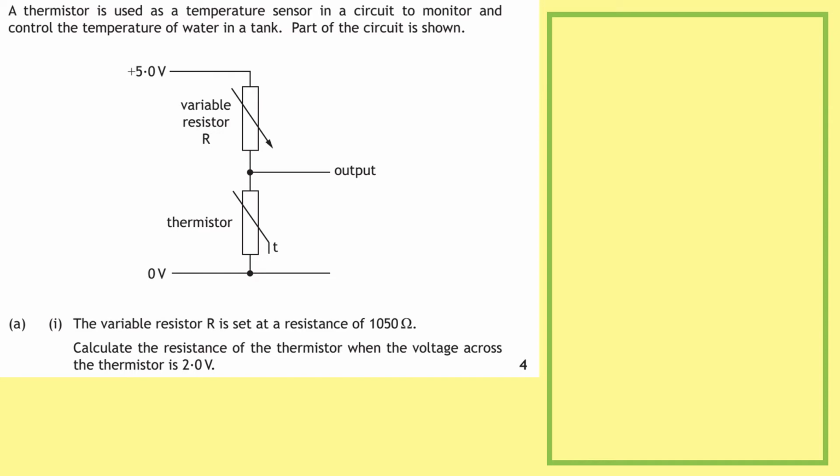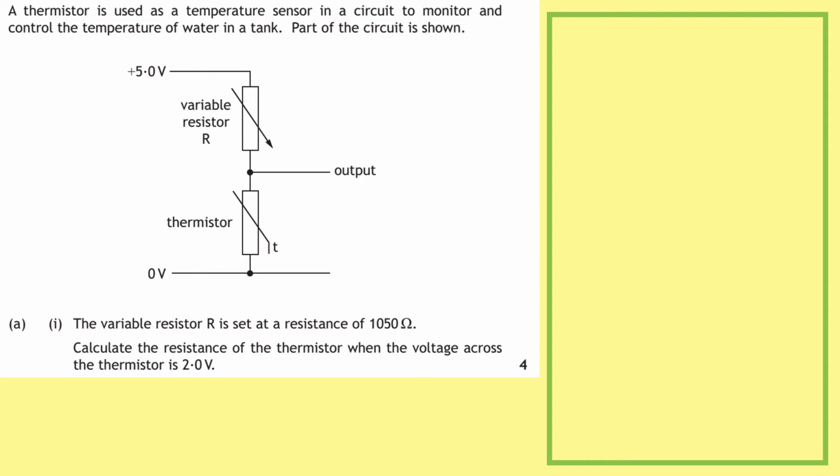A thermistor is used as a temperature sensor in a circuit to monitor and control the temperature of water in a tank. Part of the circuit is shown here. Part 1. The variable resistor R is set at a resistance of 1050 ohms. Calculate the resistance of the thermistor when the voltage across the thermistor is 2 volts. So we've got a bunch of different numbers there. Let's have a look at them to make it a little bit more easy to interpret.